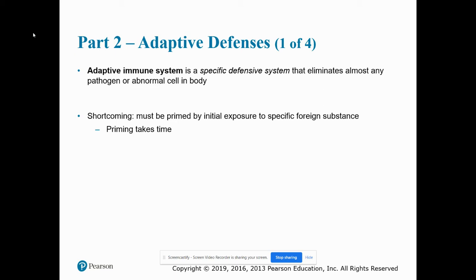On Monday we started talking about the immune system. Today we went into the two different types. We talked a little bit about the innate immune system, which is our non-specific defense system, and the adaptive immune system, which is a specific defensive system. We talked a little more in detail about the innate immune system. This video is going to cover an overview of the adaptive defenses.